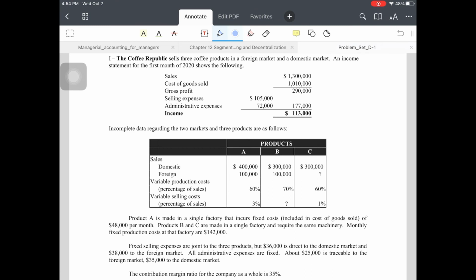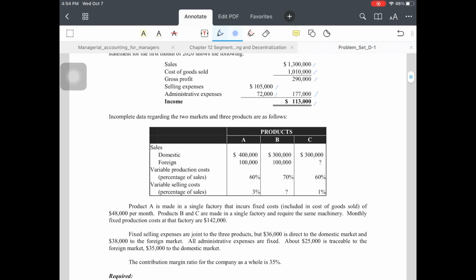We have sales of $1,300,000. Cost of goods sold is $1,010,000, which gives us a gross profit of $290,000. We have selling expenses of $105,000 and administrative expenses of $72,000, for a total of $177,000, and of course the net income, which is $113,000.